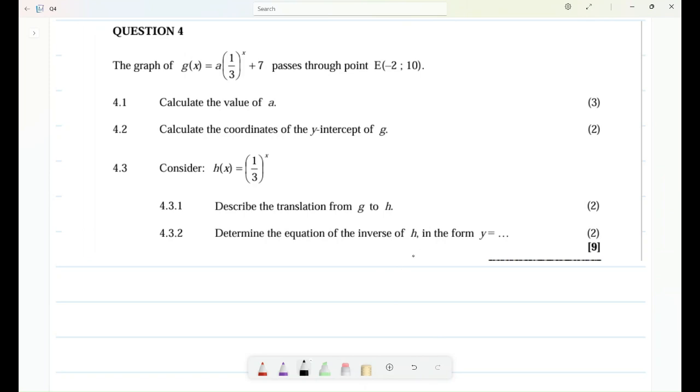This is question 4 under the same question paper, May June 2022. Before I move on, for the previous question that we last did, question 3, please note that the value of r should be between -1 and 1.